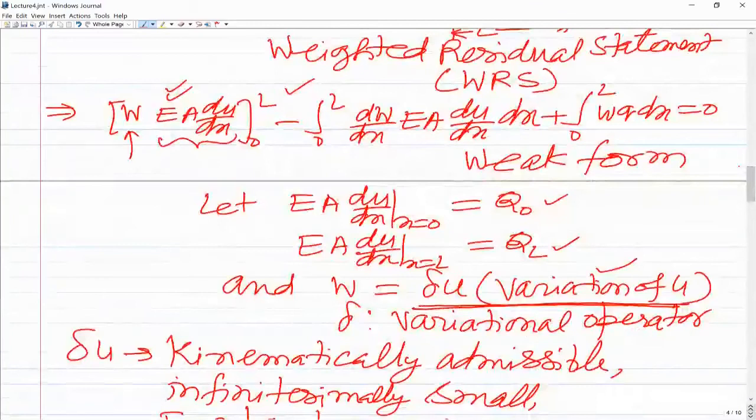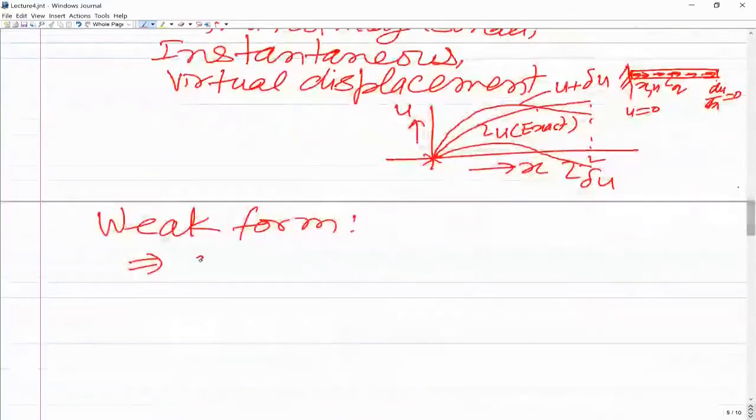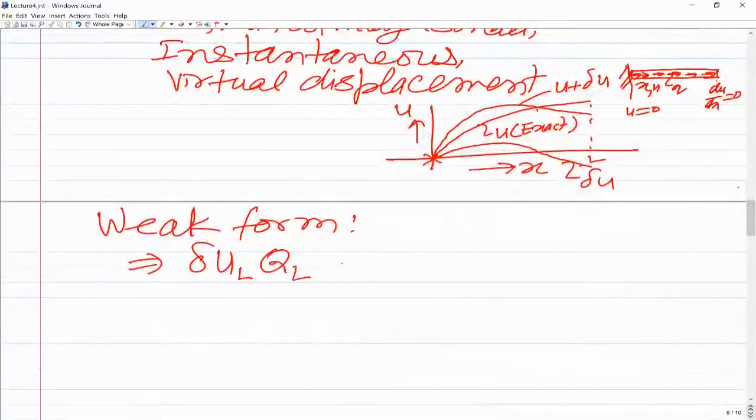So at x equal to L, A into du/dx is denoted as Q_L, and w equal to delta u, so that u evaluated at x equal to L, I can write as delta u_L, because w is delta u and it is evaluated at x equal to L. So it becomes delta u_L into Q_L. Q_L is the A into du/dx at x equal to L, minus the same thing evaluated at x equal to 0. So w is delta u, so delta u_0, which is delta u at x equal to 0, into Q_0. So that's the notation I used.